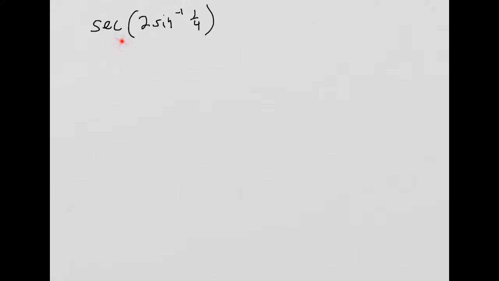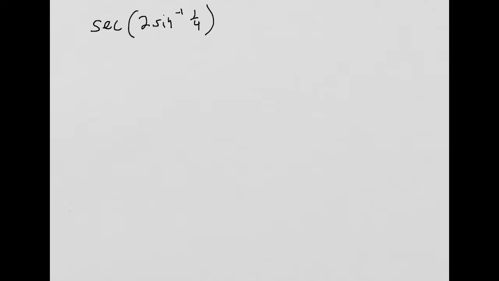Right here we want to find the secant of 2 sine inverse of 1/4. Okay, so it looks like there's a lot going on here. There is. But the first thing we notice is this little 2 in front. We notice the sine inverse. This is inside the parentheses and the secant is outside.